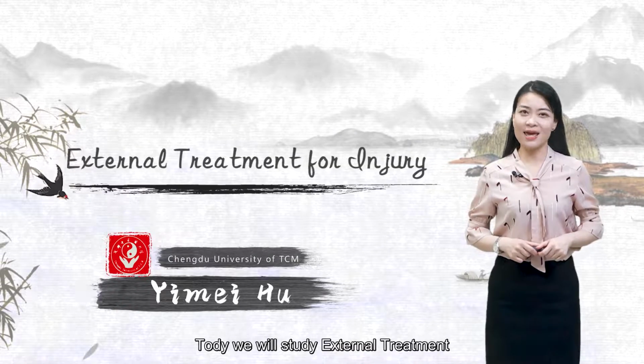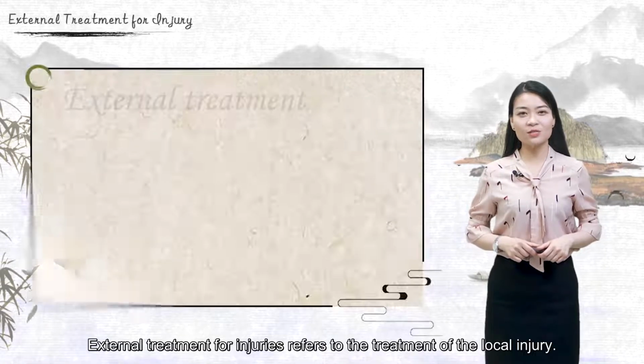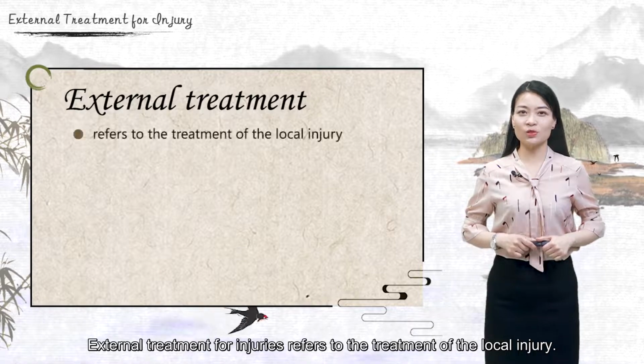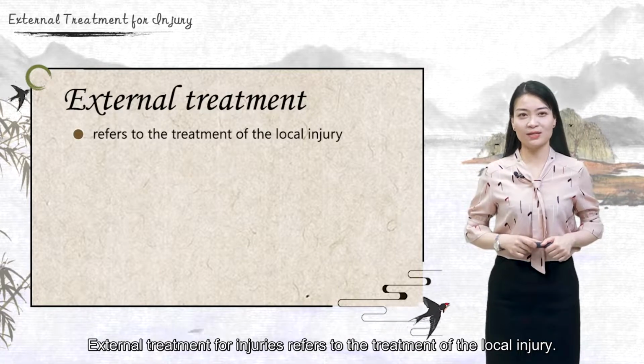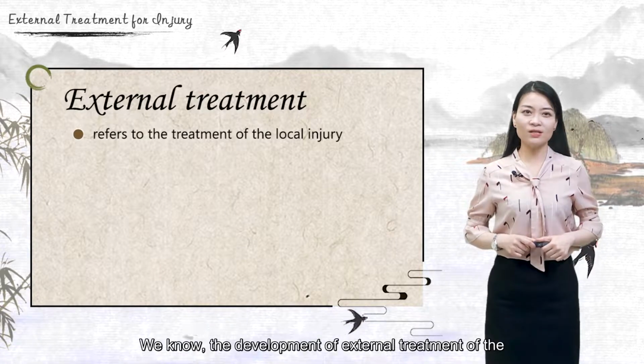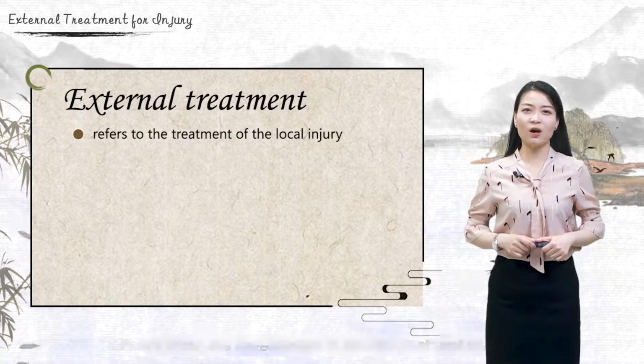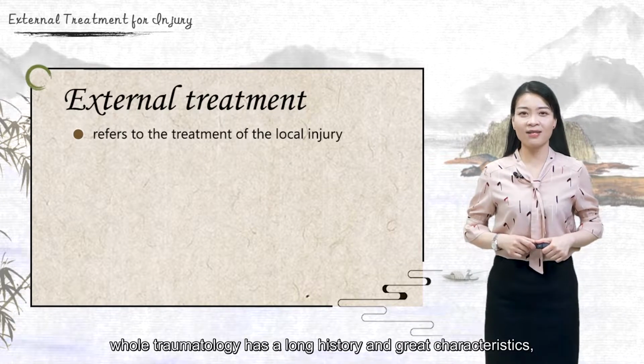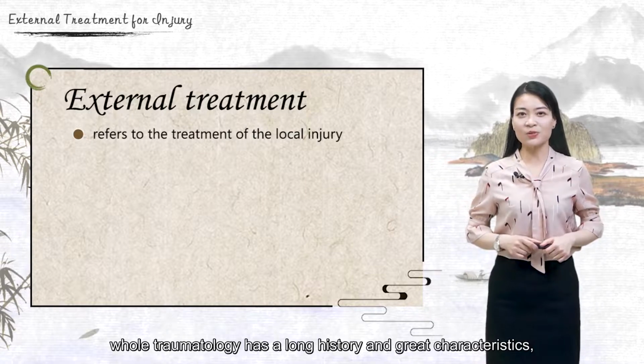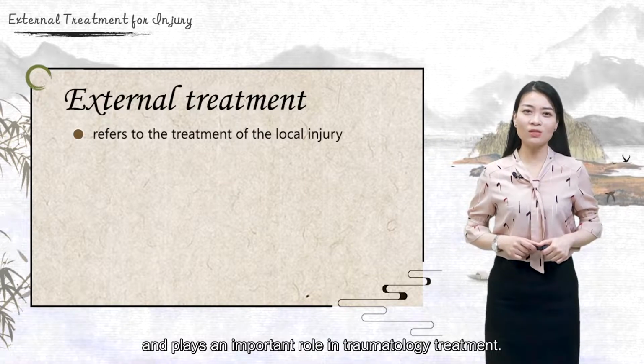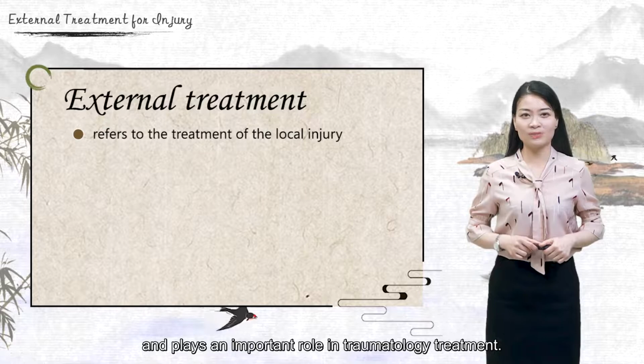Today we will study external treatment. External treatment for injuries refers to the treatment of the local injury. We know the development of external treatment in the whole of traumatology has a long history and great characteristics, and plays an important role in traumatology treatment.